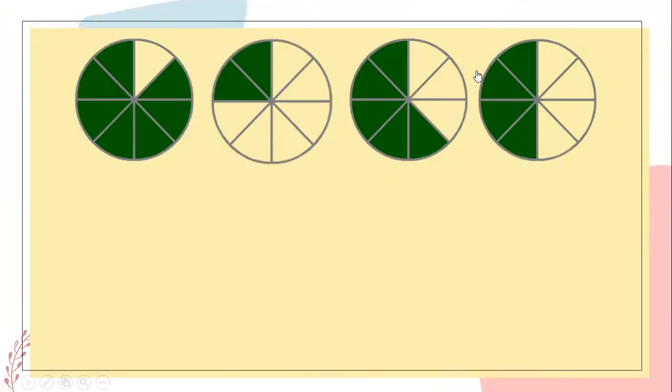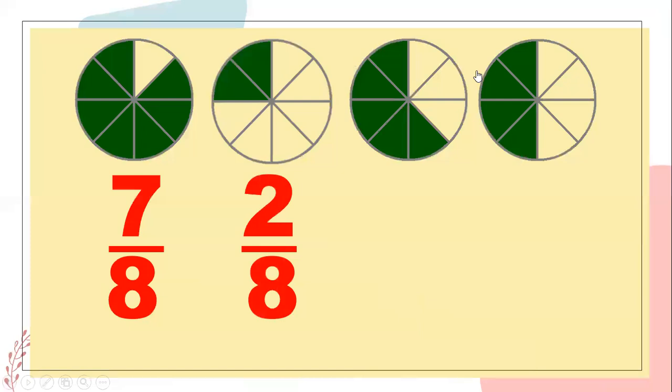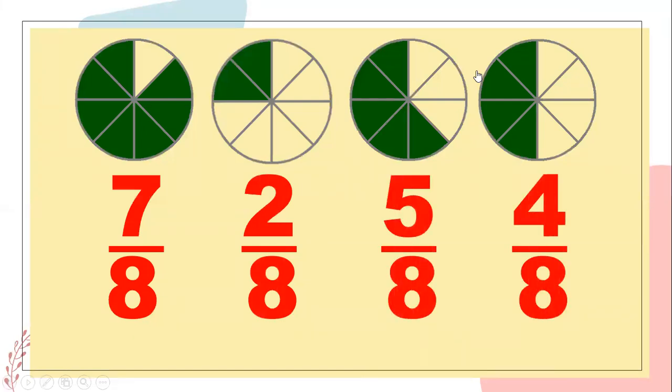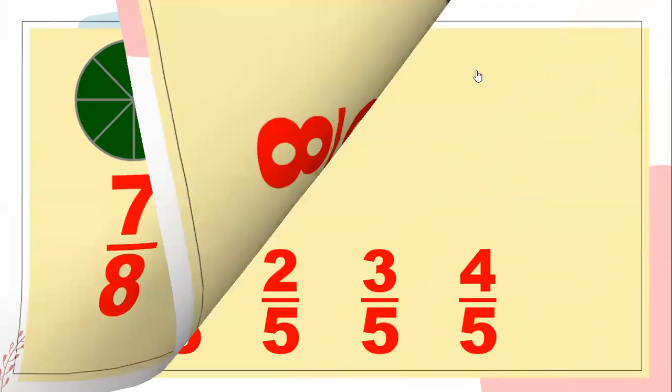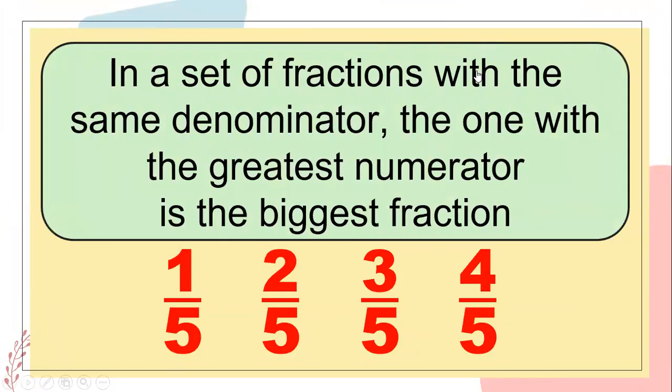Let's study the following set of fractions: 7/8, 2/8, 5/8, and 4/8. These are what we call similar fractions because they have the same denominators. In arranging a set of similar fractions, remember, in a set of fractions with the same denominator, the one with the greatest numerator is the biggest fraction. As you can see, 7/8 has the greatest numerator. That's why it is the biggest fraction.